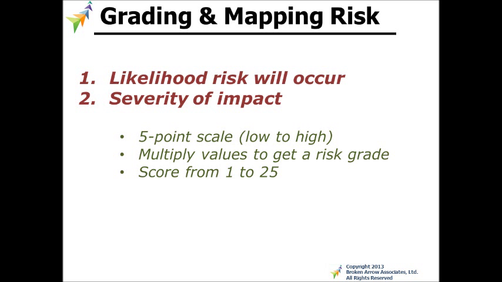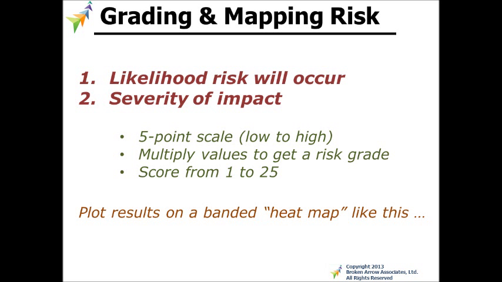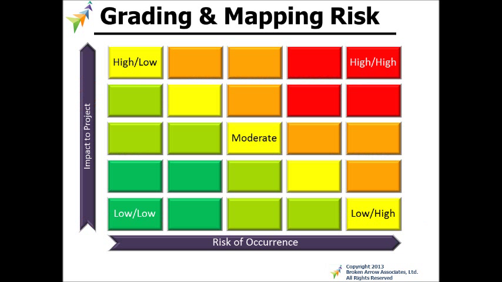You will multiply the two values together to arrive at a risk grade represented by a score of 1 to 25 in this example. Once you score the risks, you can plot them on a heat map that might look something like this. Notice the upper right blocks, scoring from 16 to 25 in this example, are graded as high, high, and the lower left blocks, scoring from 1 to 4, grade low, low.